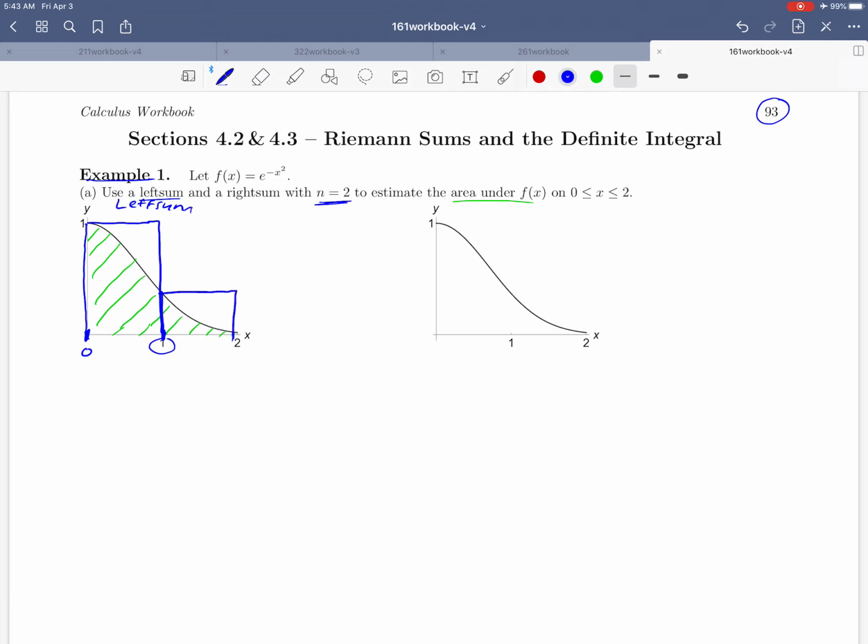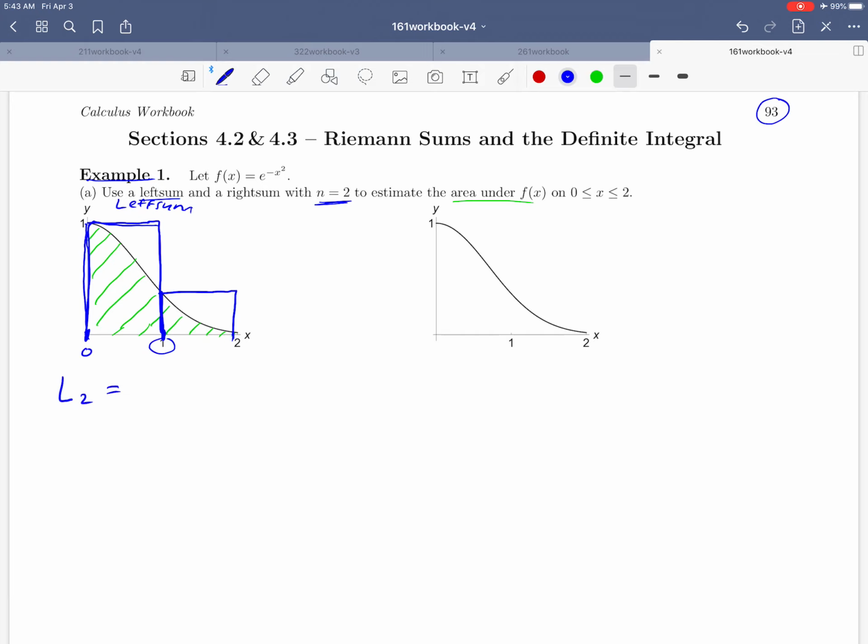Okay, so those 2 blue rectangles that we drew in, those are the rectangles that we want to find the area of, and when we do, we're going to get the left sum, which we'll write L2. And so now we want to ask ourselves, how do you calculate the area of a rectangle? Well, you take its length times its width, and in this case, we wanted to find the area of that first rectangle.